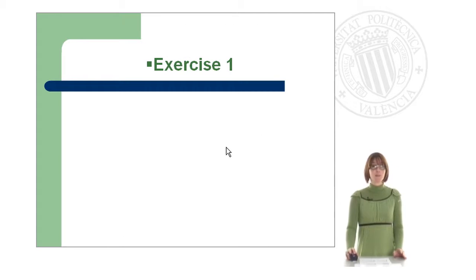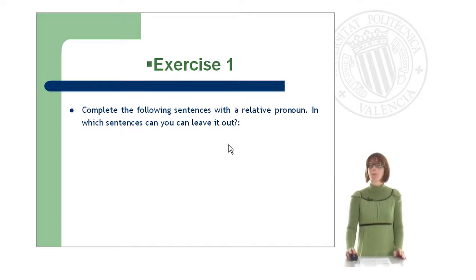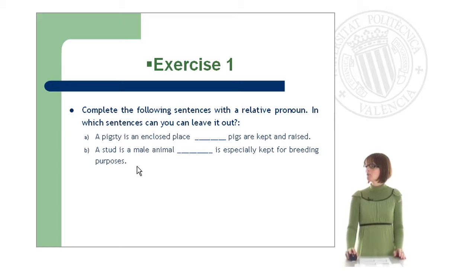Okay, now let's have a look at some practice. Exercise 1. Complete the following sentences with a relative pronoun. In which sentences can you leave it out? Sentence number 1. A pigsty is an enclosed place, blank, pigs are kept and raised. The next sentence. B. A stud is a male animal, blank, is especially kept for breeding purposes.